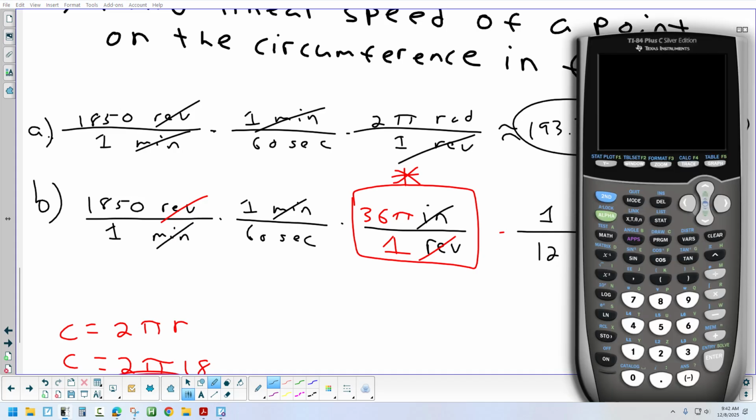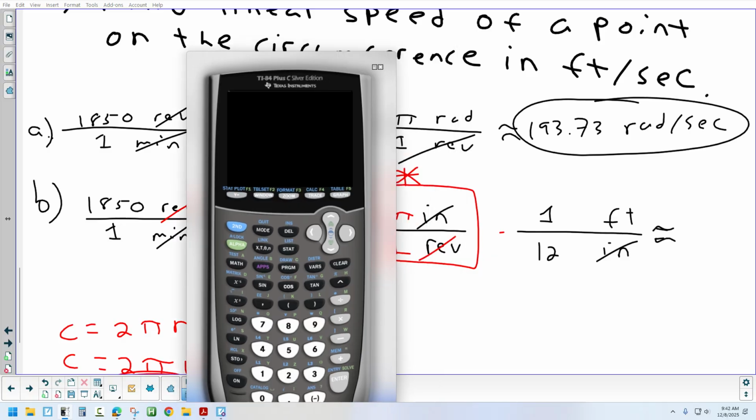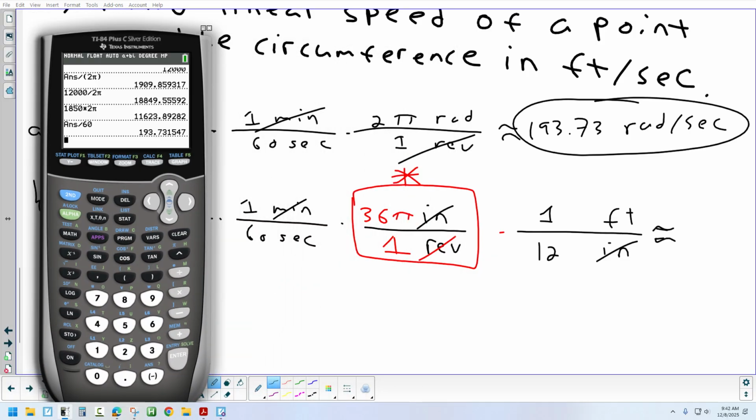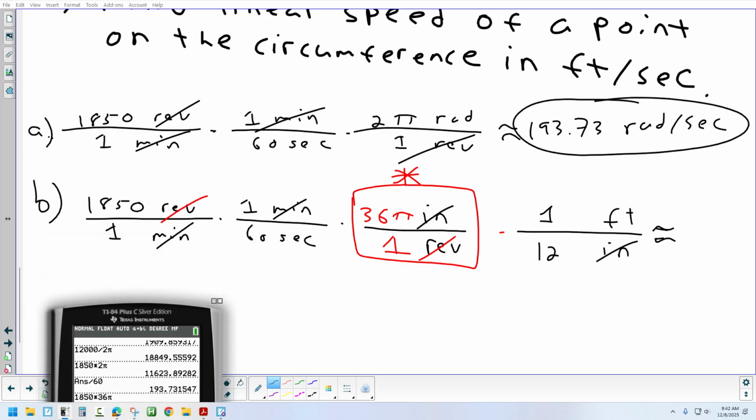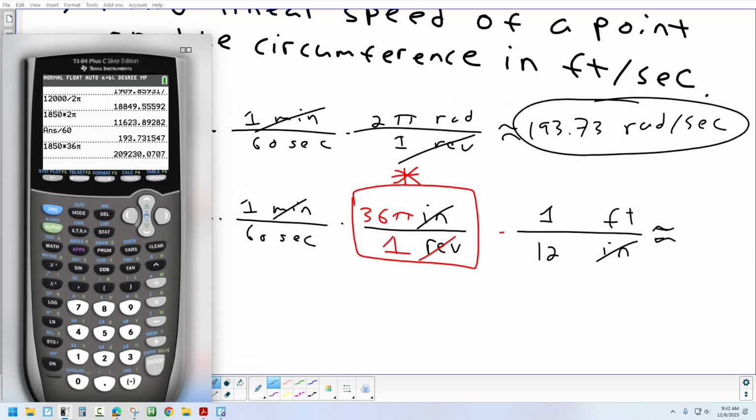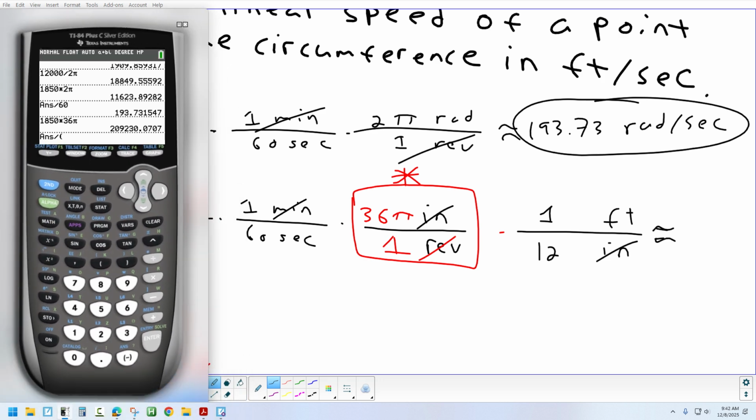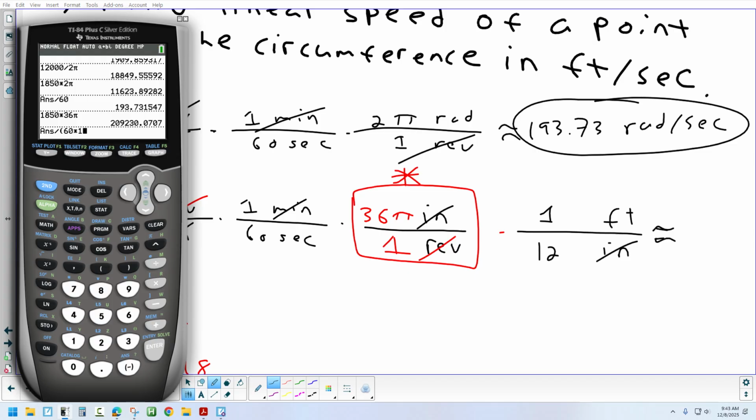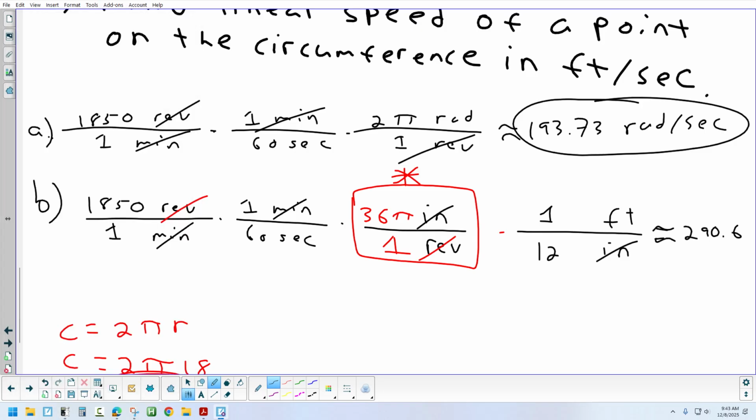Okay. So let's do this out. So we've got 1850 times 36 pi. Okay, so there's my numerator, and we're going to divide by 60 times 12. So that's 290 point, we'll say 290.6. And that's feet in the top, seconds in the bottom.